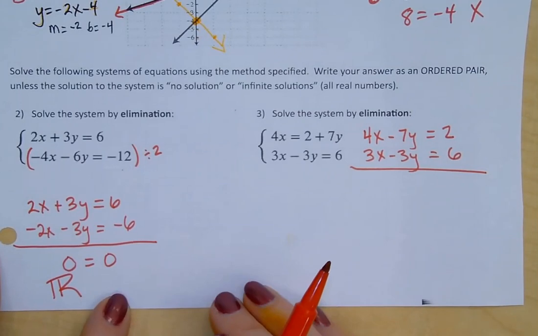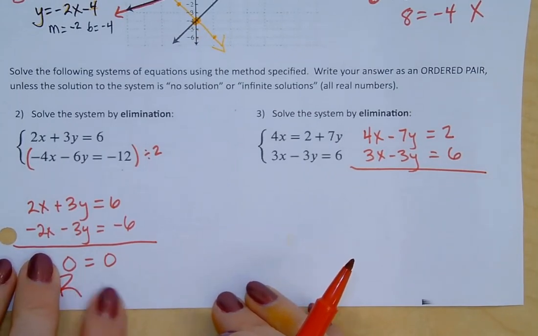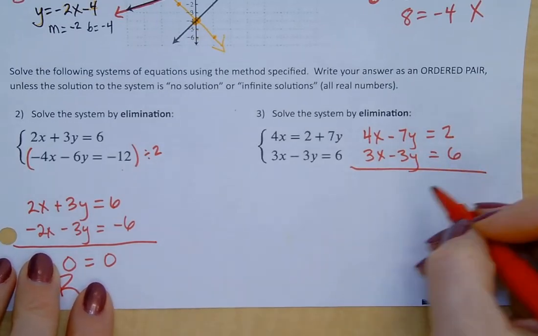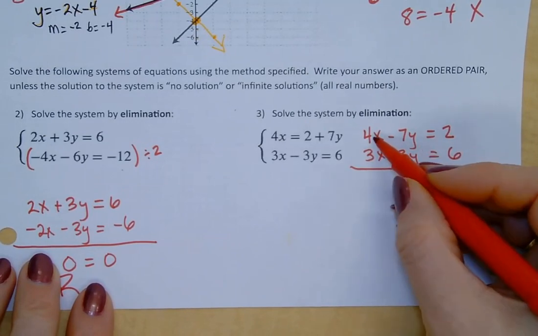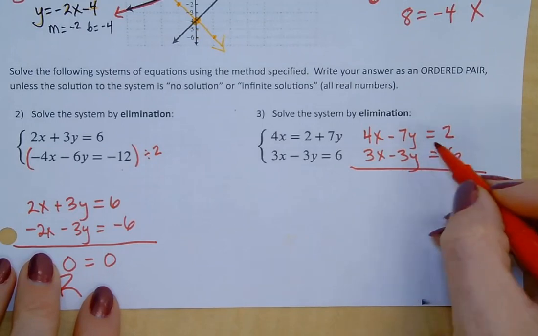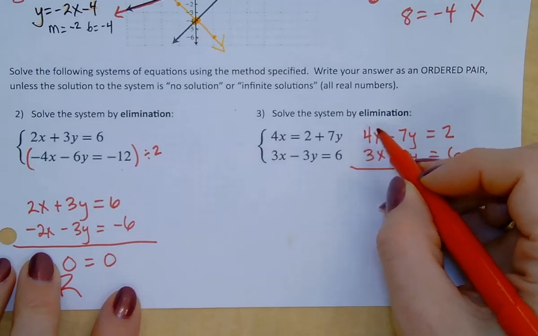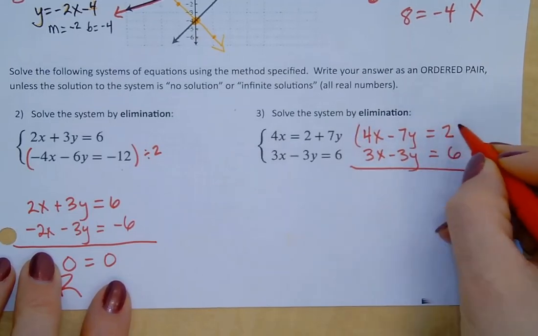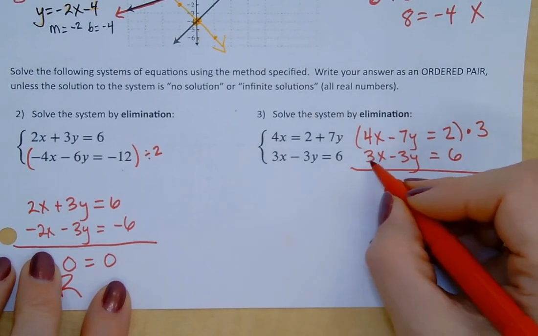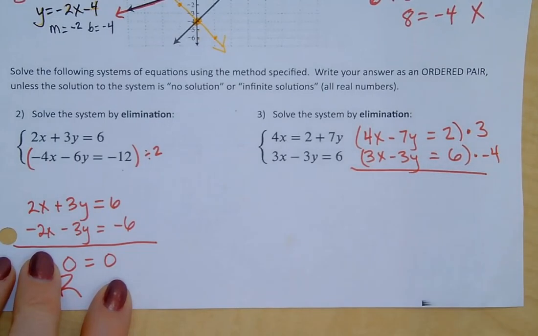Okay, now I don't have any opposites. So I'm going to have to manipulate these equations so that I can eliminate one variable or the other. And I don't see anything super easy and obvious. So it's kind of like finding a common denominator. So I'm going to multiply my upper equation by 3. I'm going to multiply that all times 3, so I'm going to have 12x here. And I'm going to multiply my lower equation by negative 4, because then I'm going to have negative 12x there.